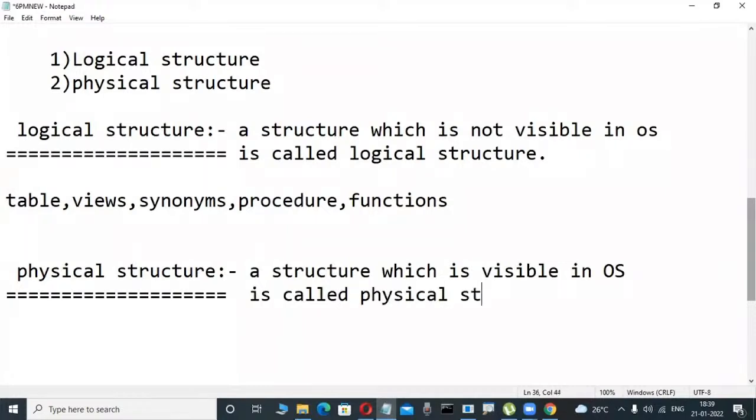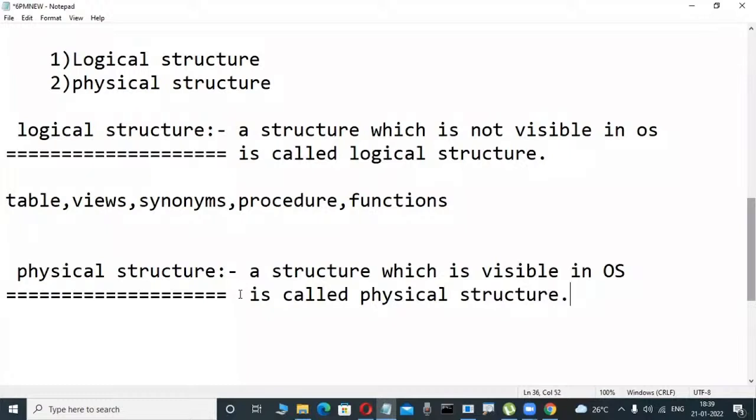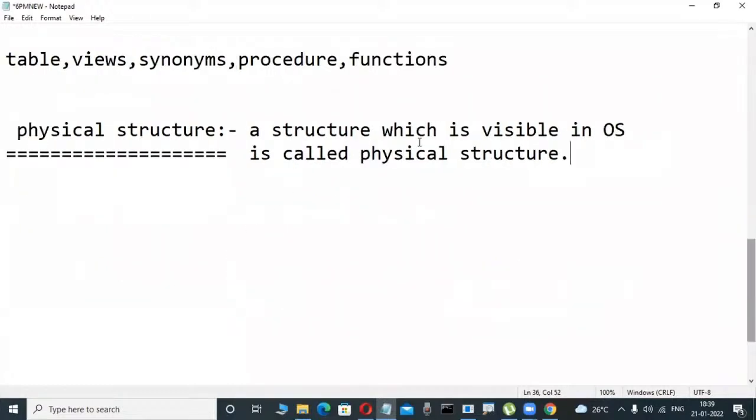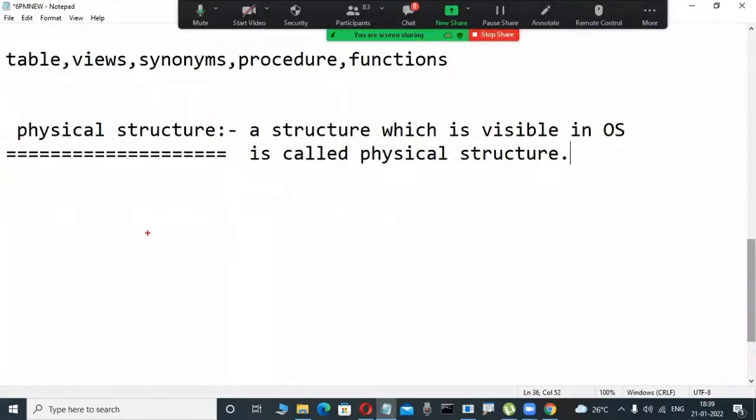Who are the persons working in this physical structure? It's a big concept. I'm telling you the definition side today, because I will tell you which definition of database is correct. A structure which is visible in the operating system is called a physical structure. Suppose I am installing software, you are installing software, some physical files are created on the disk. Whether it is PowerPoint, MS Access, Word, anything we load, physical files are created.